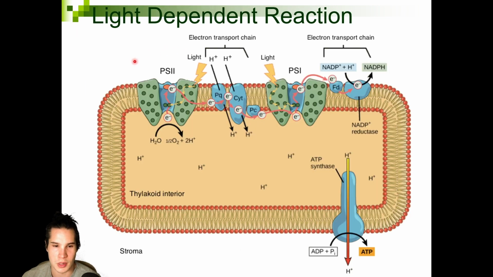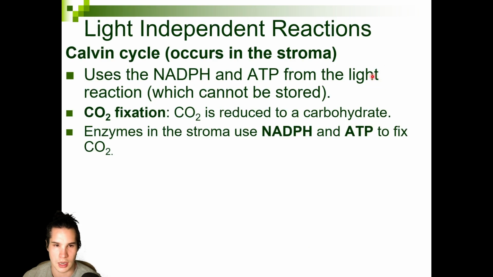So here's another summary depicting all of the steps of the light reaction, starting with photosystem 2, bringing its electron to photosystem 1, photosystem 1 bringing its electron to NADP reductase, forming NADPH, and then that proton gradient created through the electron transport chain is used by ATP synthase to create ATP. Again, we're making ATP, which is pumped out into the stroma. We're making NADPH, which is brought out into the stroma, because that's where the Calvin cycle happens. So the Calvin cycle occurs in the stroma. It uses NADPH and ATP from the light reaction.